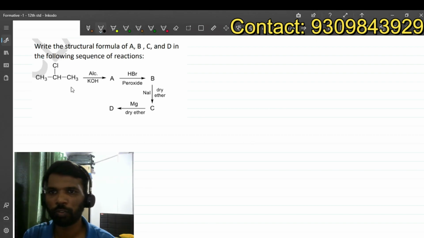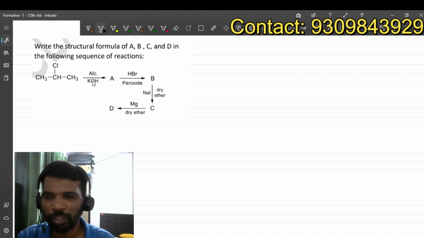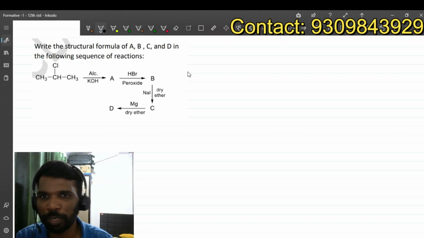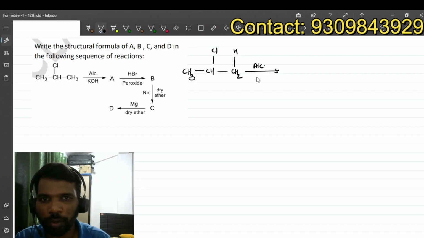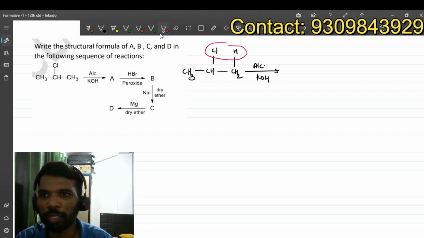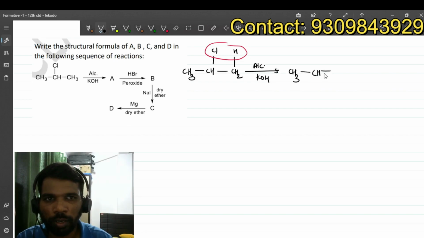This question is a series of reactions. You can easily identify this is a reaction where it is a beta elimination. The first step, from this to this A, is a beta elimination reaction. So I'll just write this CH3, CH, Cl. How do I understand that? Because it is alcoholic KOH and not aqueous or just NaOH. After putting alcoholic potassium hydroxide, this beta elimination is going to take place. So here, this is CH3, CH double bond CH2. This is our product A.